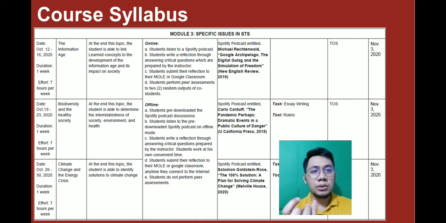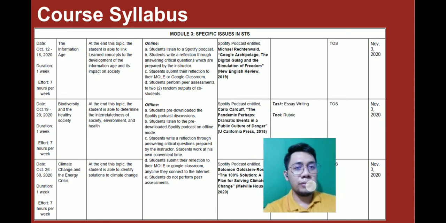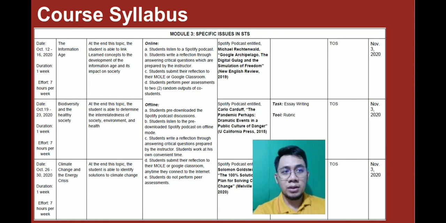You will listen to the podcast entitled Google Archipelago, the Digital Goliath and Simulation of Freedom. In the 7th week you will listen to The Pandemic, Perhaps Dramatic Events in a Public Culture of Danger. In the last week we'll listen to a podcast entitled The 100% Solution, a Plan for Solving Climate Change. Again, you have to write reflection papers at the end of each week, but for module 3 you need to submit all of your reflection papers on November 3.